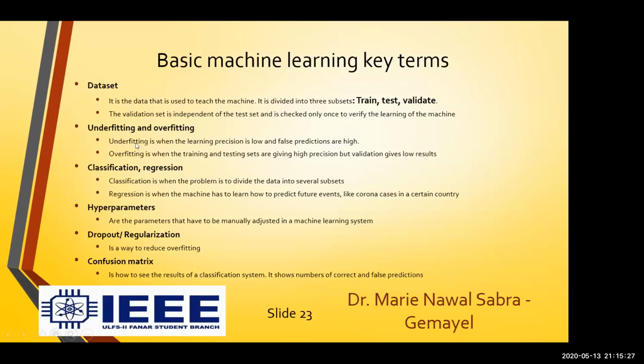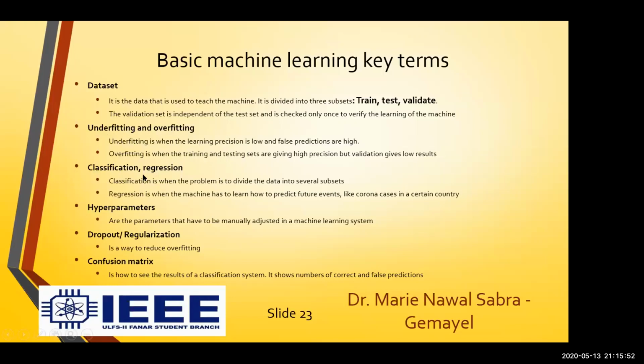Underfitting means that the features that you have given are too little, so the machine is not learning. Or any other problem with the model. Maybe the model is too small, it's not learning. Whereas overfitting is when the machine memorizes the data. So it gives very good results when you are testing, but when you go out to real life, it fails. Classification and regression.